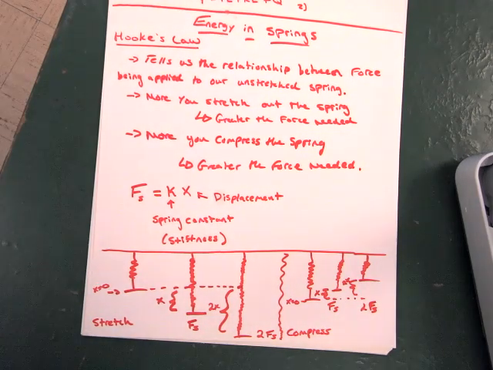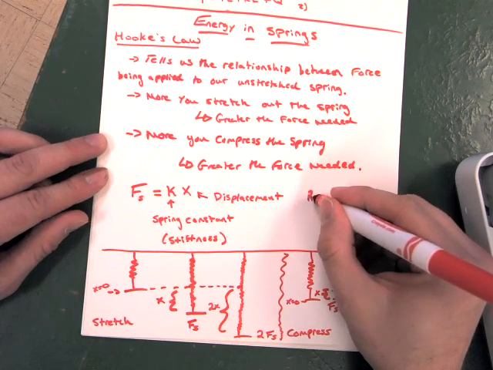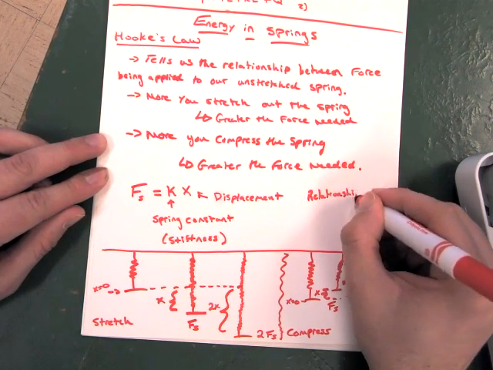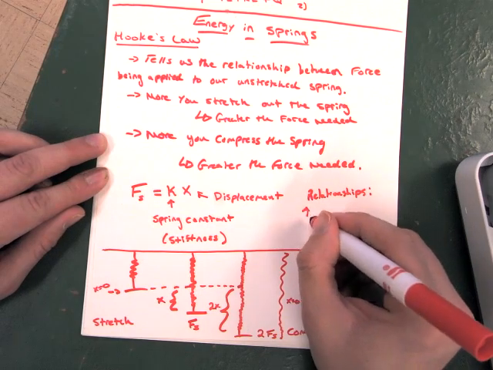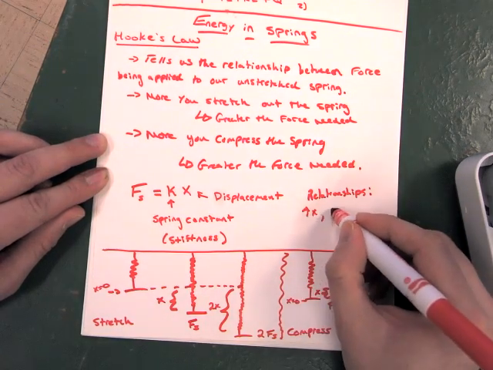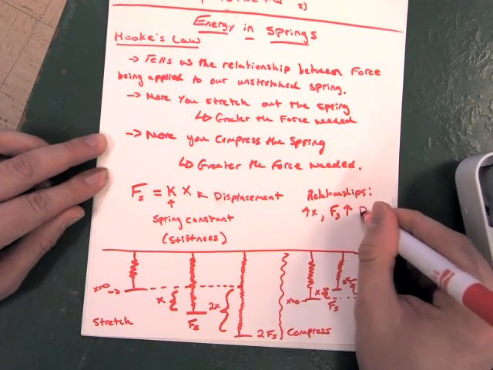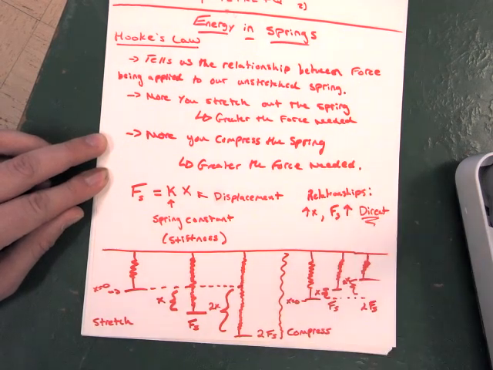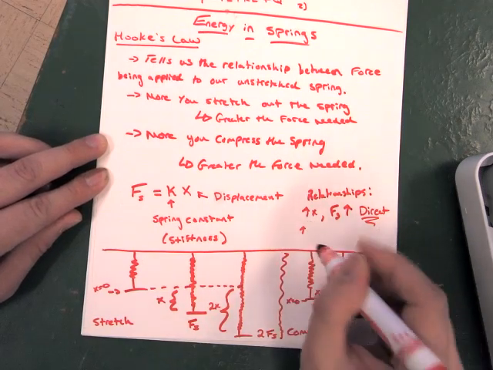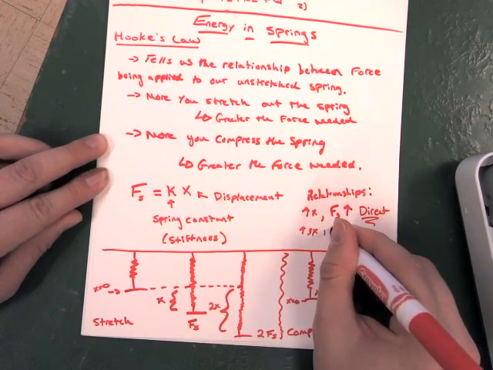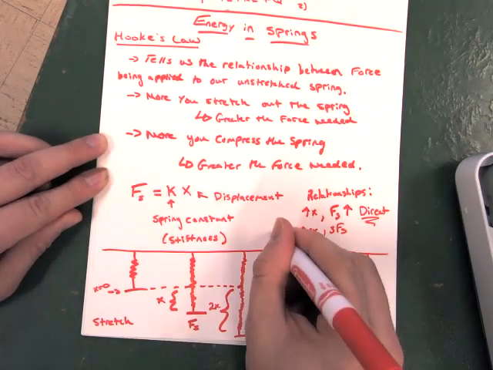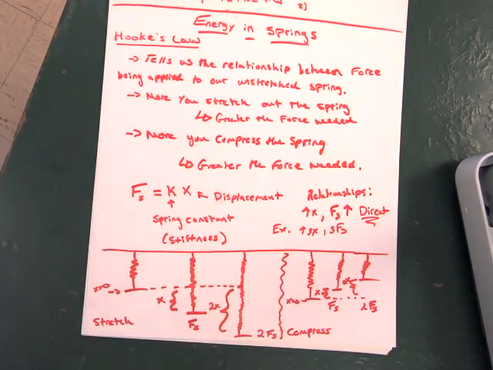Now, what does this tell us about the relationship? Let's talk about relationships real quick. If I increase X, Fs increases. This is a direct relationship. If I triple X, then Fs is tripled. Here's an example of it. That's a direct relationship between the two. So this is Hooke's law. This helps us analyze the force being applied to this spring.